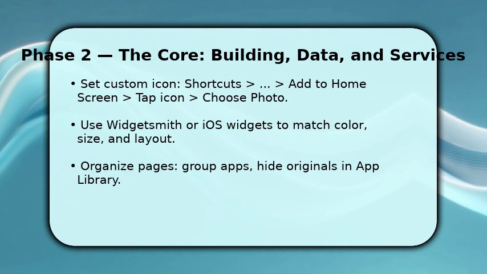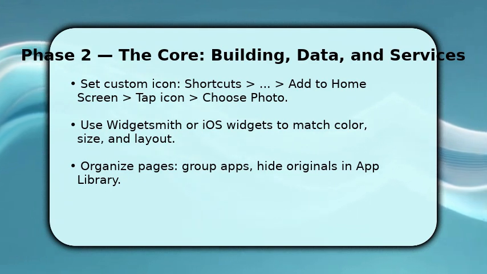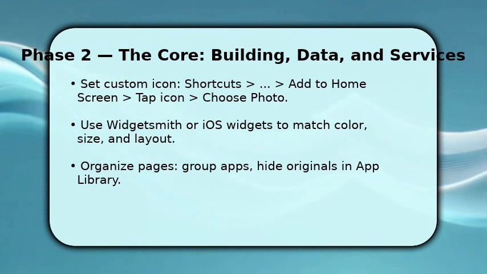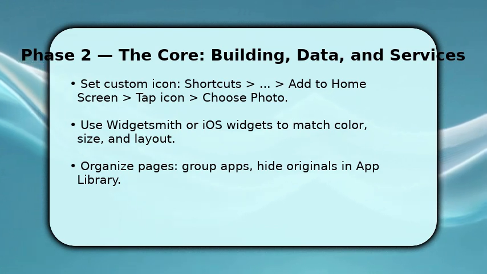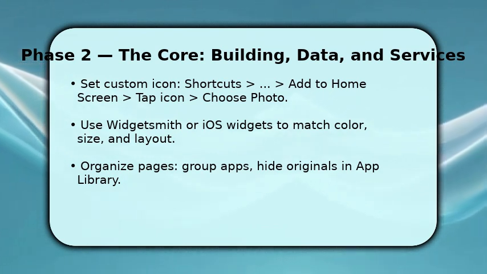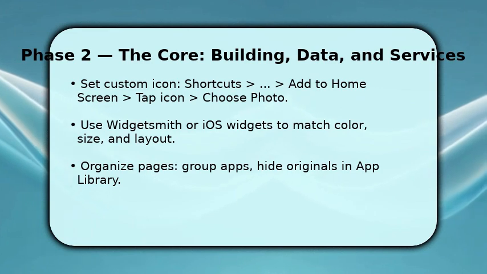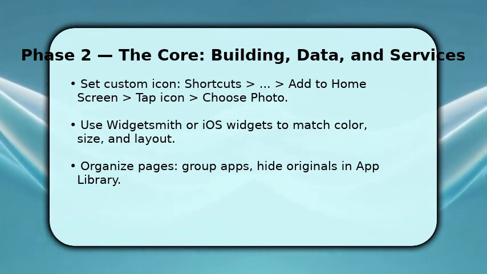Then install Widgetsmith or use built-in widgets to place matching colors and fonts. Adjust sizes so the grid aligns. Once done, arrange icons and widgets across pages and hide the original apps in the app library so the home screen displays only your themed shortcuts.